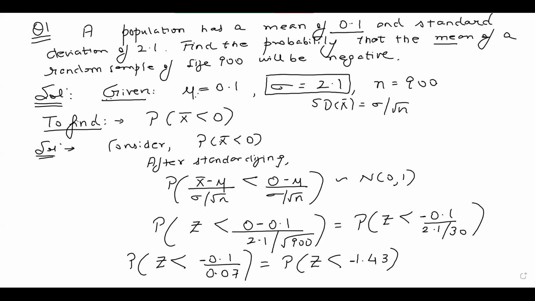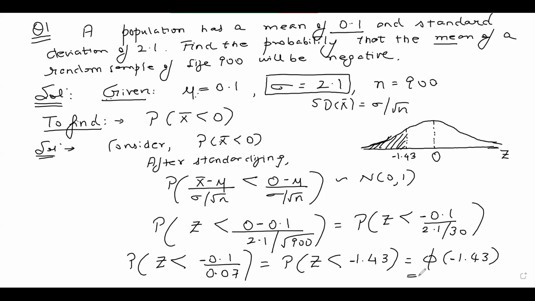Okay. So if I draw a diagram just to help students visualize how to find z less than negative 1.43. So this is my z distribution. This is 0. And this is negative 1.43. I need to find this area. How do I find this area? It is phi of negative 1.43. That means everything to the left of minus 1.43.